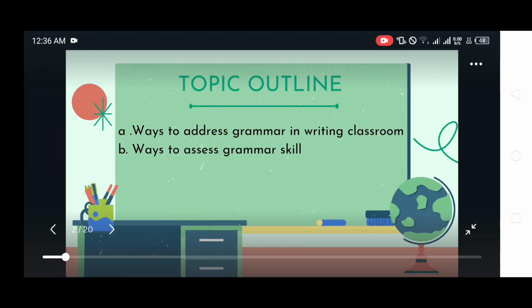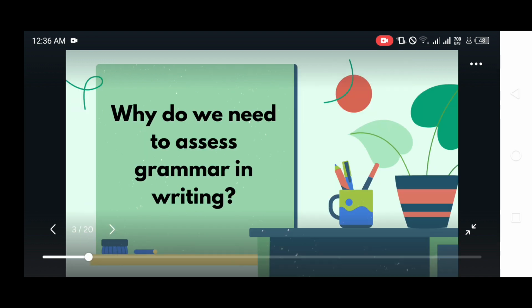The topic outline is ways to address grammar in the writing classroom and ways to assess grammar skills. So why do we need to assess grammar in writing?